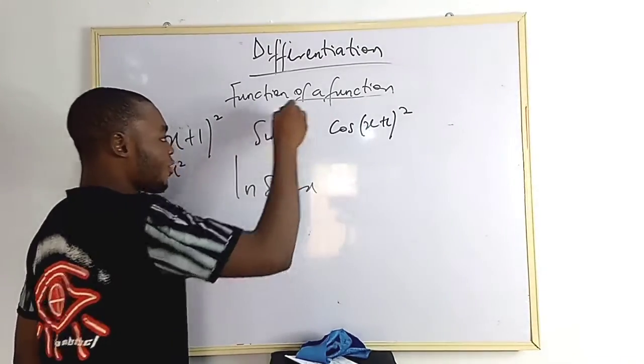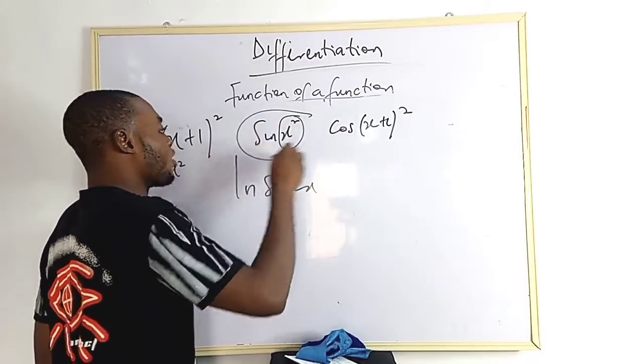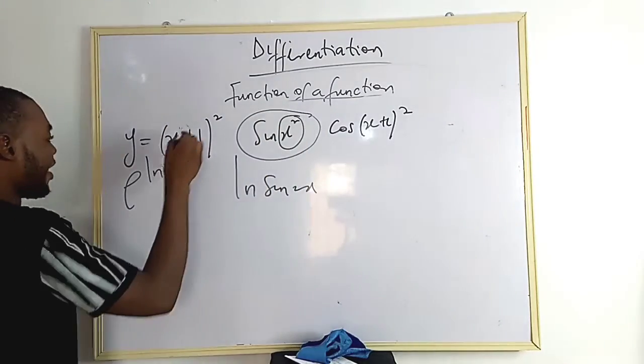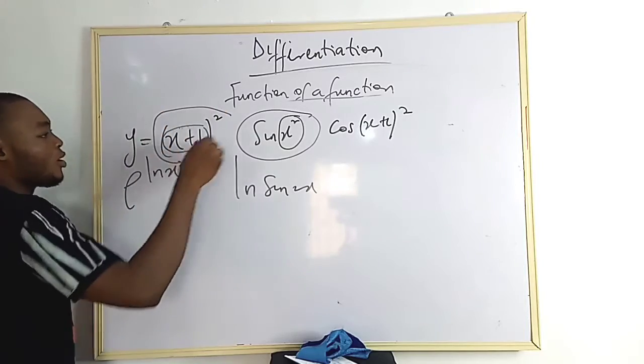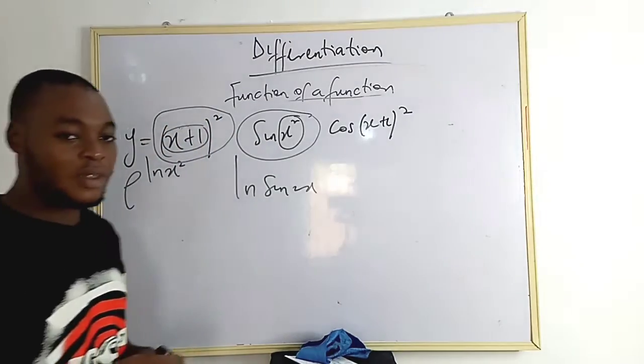X squared is a function on its own. Sine x squared is a whole other function. X plus 1 is a function. X plus 1, everything squared, is another function. That's why we call it function of another function.